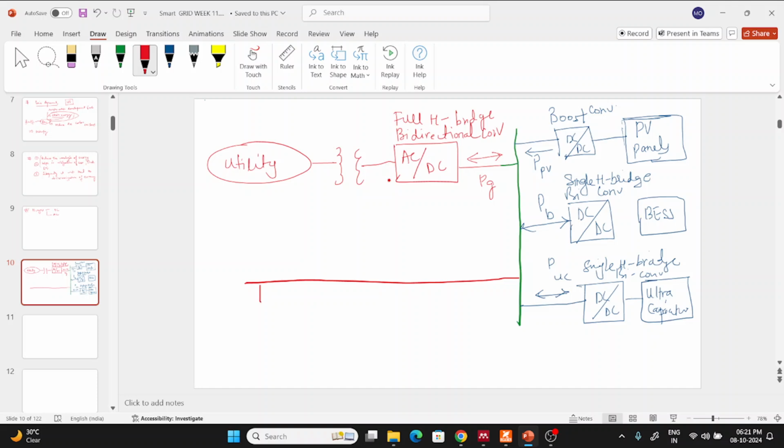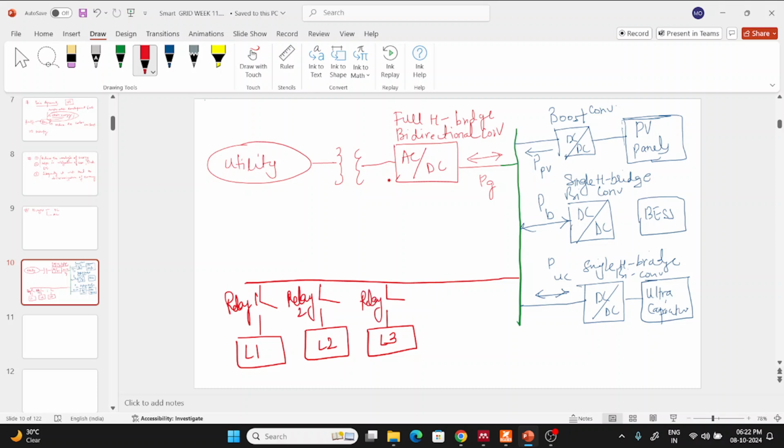So these loads are connected through some relays for the protection scheme. Let's say this is load 1, this is load 2, this is load 3. These are relay 1, relay 2, relay 3. Let's say another load is here, a much bigger load, load 4. This is connected through relay 4. So this is the system architecture of a DC microgrid.